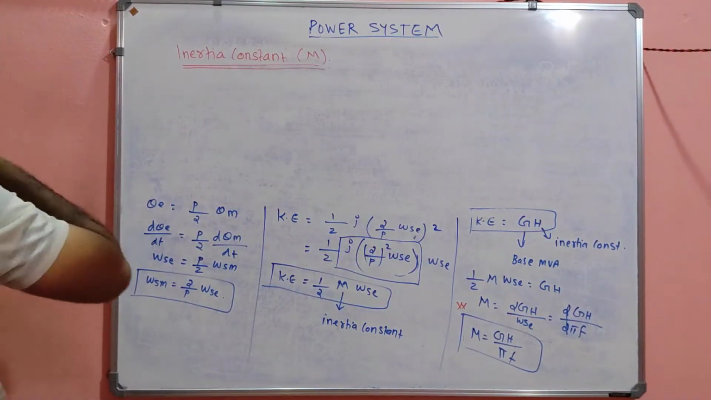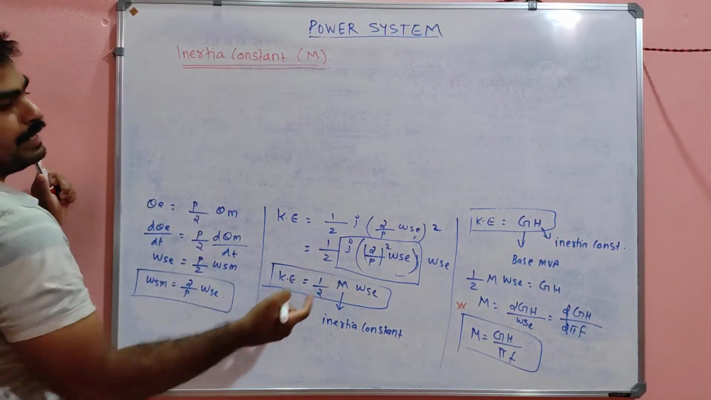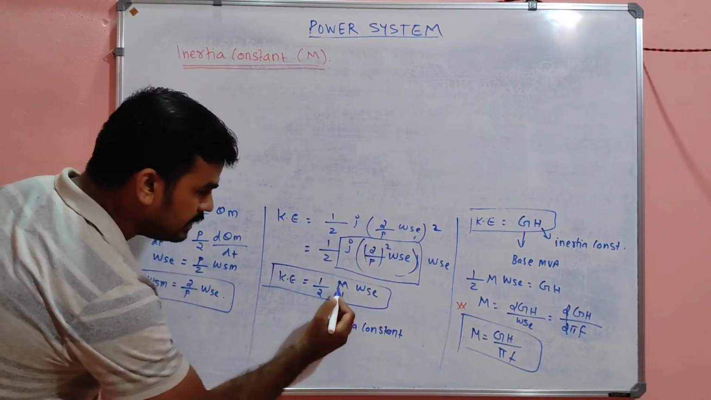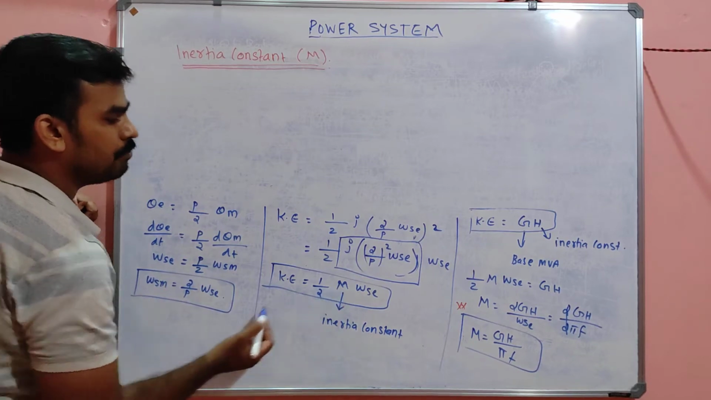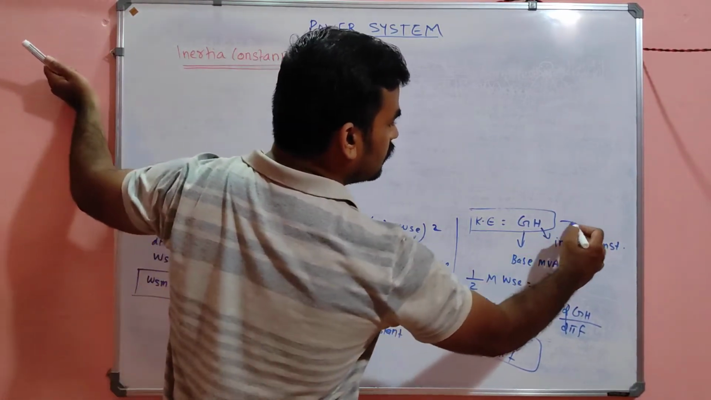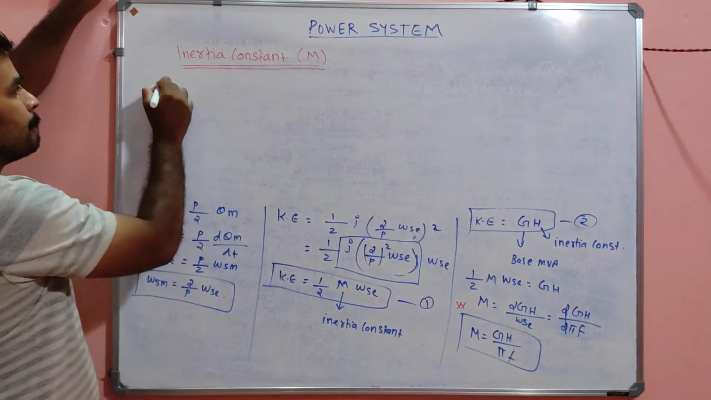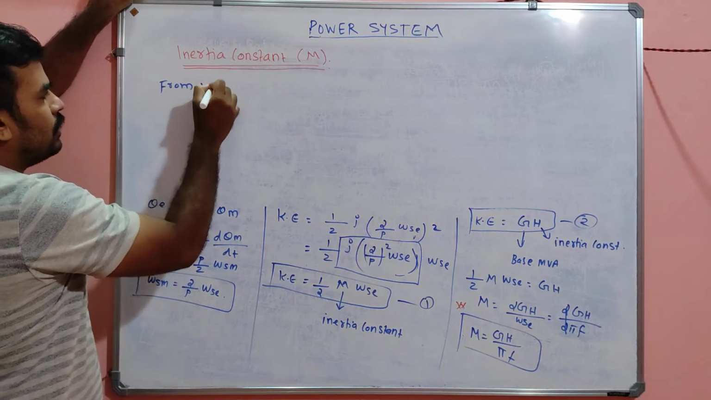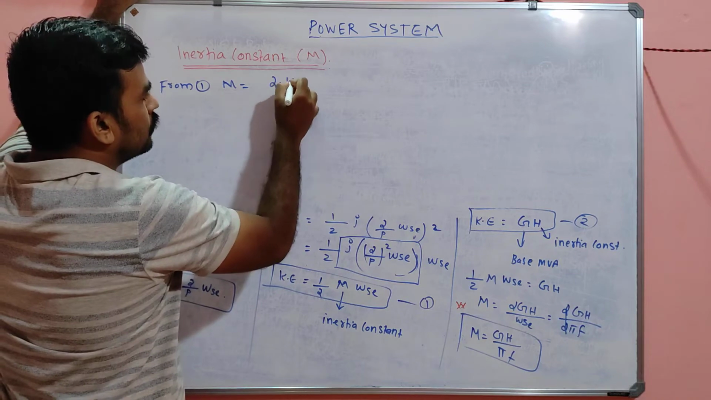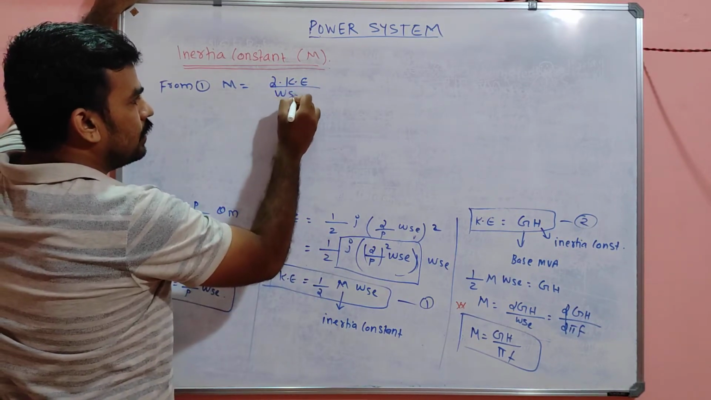So I am rewriting this equation again, my dear. M is equal to GH by pi f. See, from equation 1, what will be the value of M now? From 1, M will be equal to 2 into kinetic energy divided by omega s, correct now?